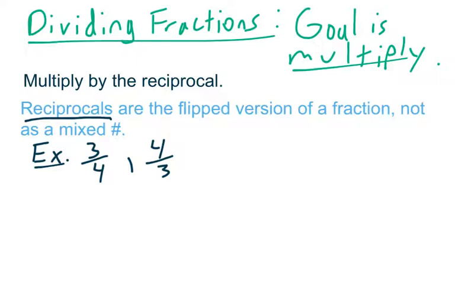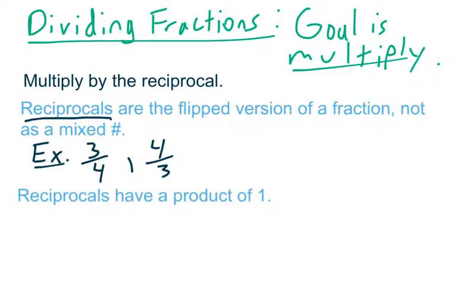One more important thing to know, especially for later on in algebra, is reciprocals have a product of 1. That becomes really useful when we solve equations. We can cancel stuff using that property. So they have a product of 1.